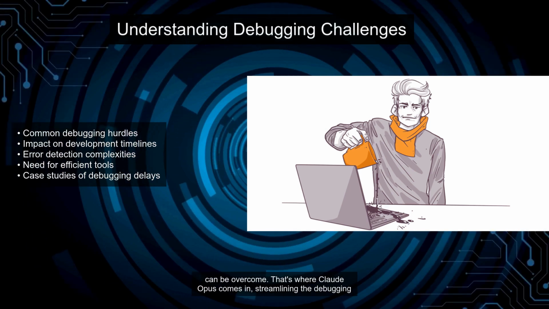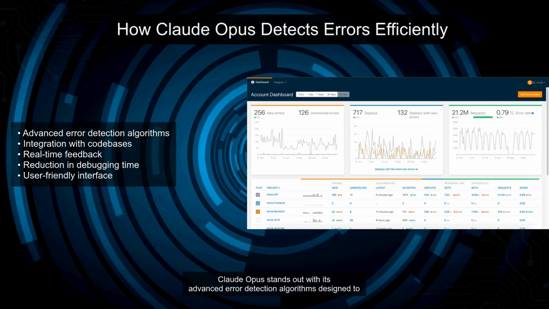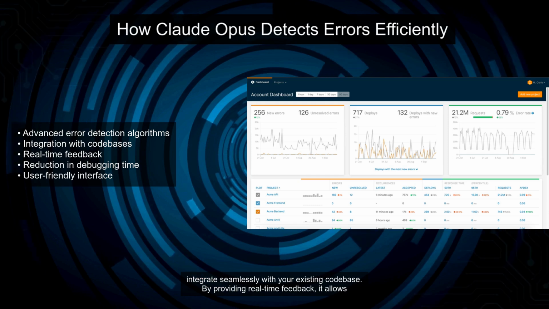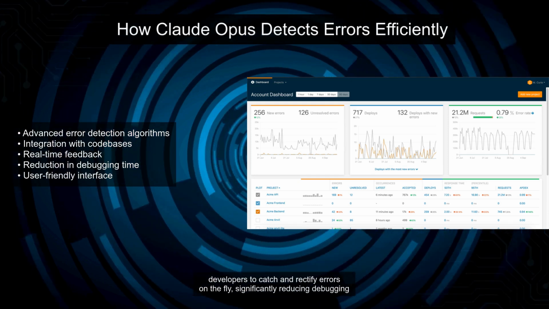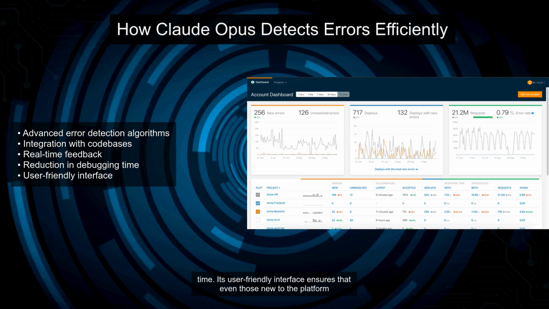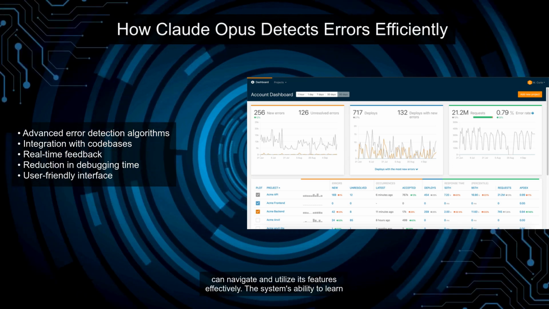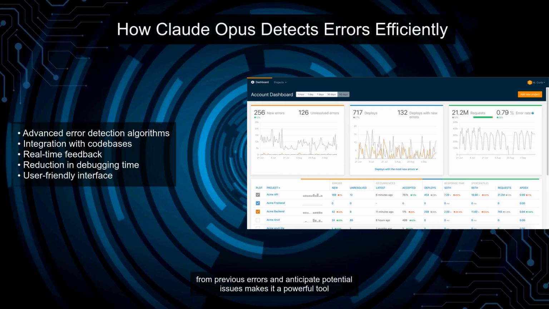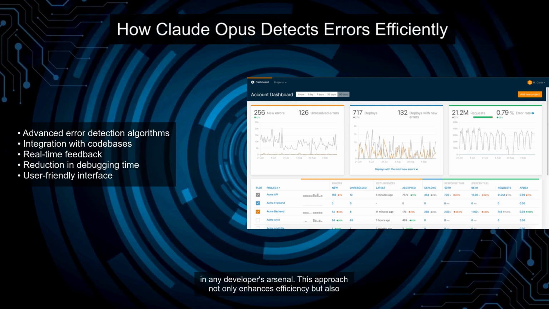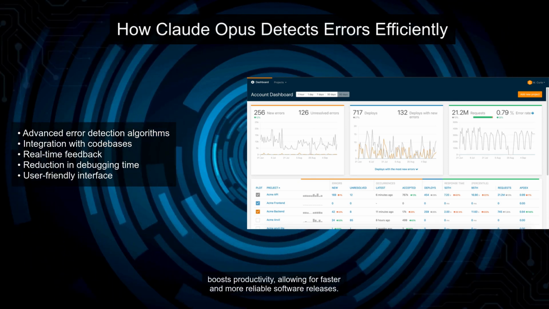That's where Claude Opus comes in, streamlining the debugging process and reducing the time from error detection to resolution. Claude Opus stands out with its advanced error detection algorithms designed to integrate seamlessly with your existing codebase. By providing real-time feedback, it allows developers to catch and rectify errors on the fly, significantly reducing debugging time. Its user-friendly interface ensures that even those new to the platform can navigate and utilize its features effectively. The system's ability to learn from previous errors and anticipate potential issues makes it a powerful tool in any developer's arsenal. This approach not only enhances efficiency but also boosts productivity, allowing for faster and more reliable software releases.